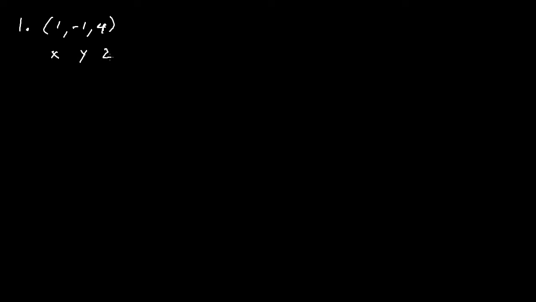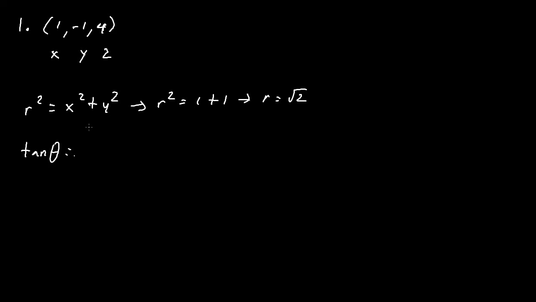So the very first equation I would start off with is r squared, or the radius squared, is going to equal x squared plus y squared. So in this case, r squared will equal 1 squared, which is 1, and then plus negative 1 squared, also 1. So r will be the square root of 2. Now tangent of theta is going to be equal to y over x, so negative 1 over 1. And so theta will equal the inverse tangent, or arctangent, of negative 1.